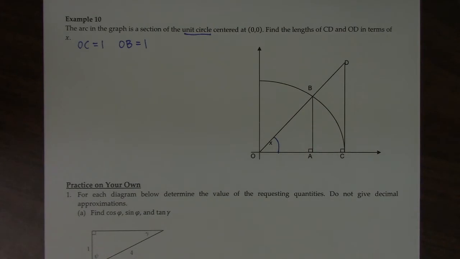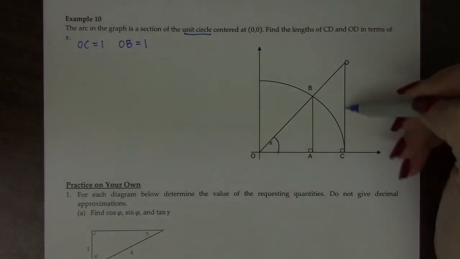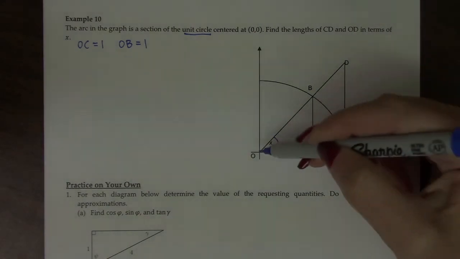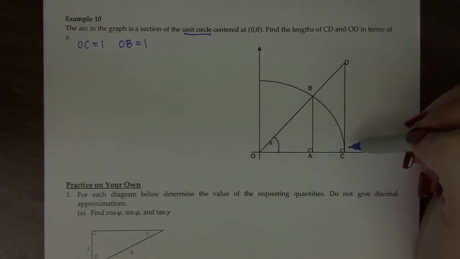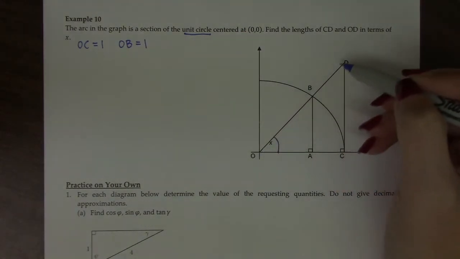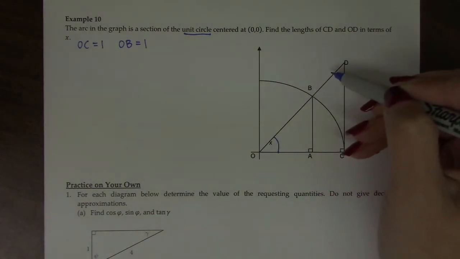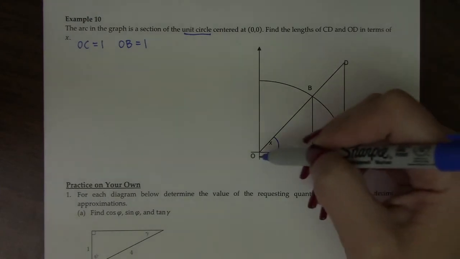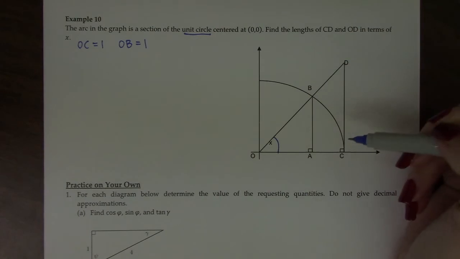So now I want to find the lengths of CD and OD. Let's look at CD. CD is the height of this very big triangle right here, okay? If I look at my angle X, I'm looking for the height, so I want some trig function that deals with the opposite side, right? But I don't know anything about this hypotenuse, OD, because this goes beyond the circle. I do know, however, that OC, the adjacent side, has a value 1.